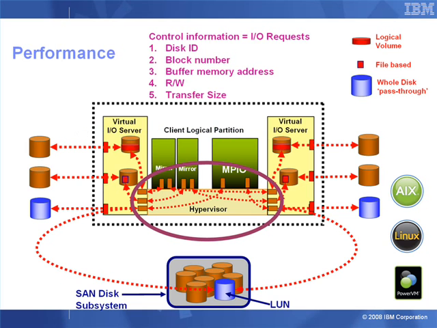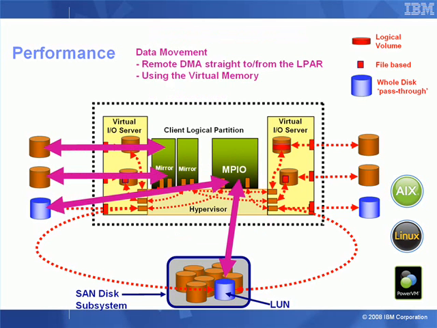The control information is what flows across the hypervisor between the virtual I/O adapters, between the logical partitions requesting the data and the virtual I/O servers supplying it. The data movement is actually done directly using a technique called remote DMA. So the device drivers running in the virtual I/O server communicate directly from the disks into the memory space of the logical partitions that requested the data. This means it's very efficient.